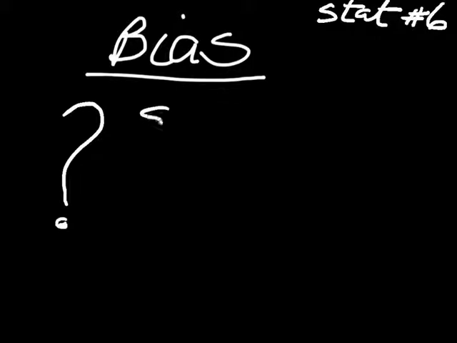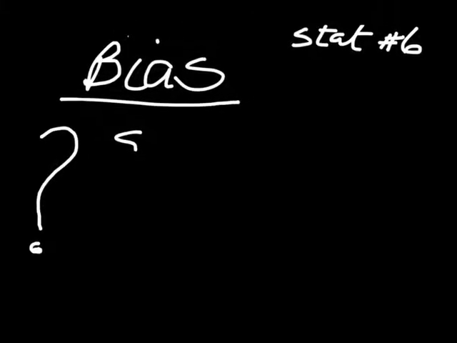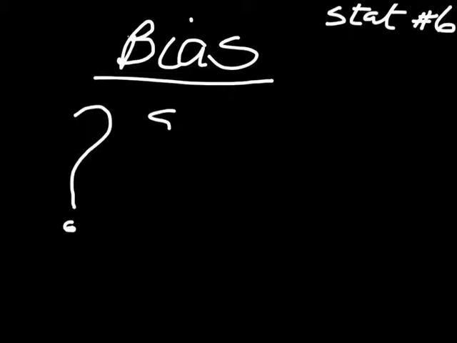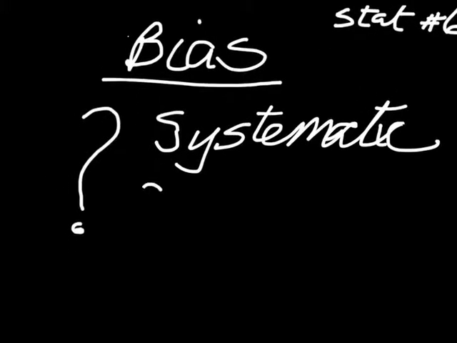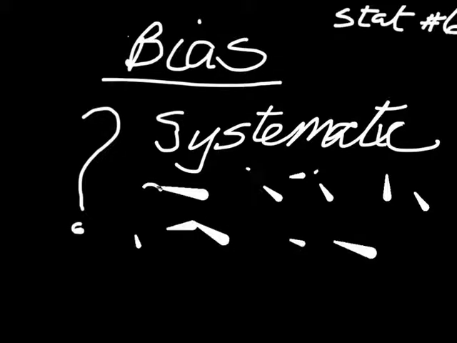Well, bias is a systematic, so let me write that down, systematic, not random, so it's not by accident, but it's a systematic deviation from a true value.